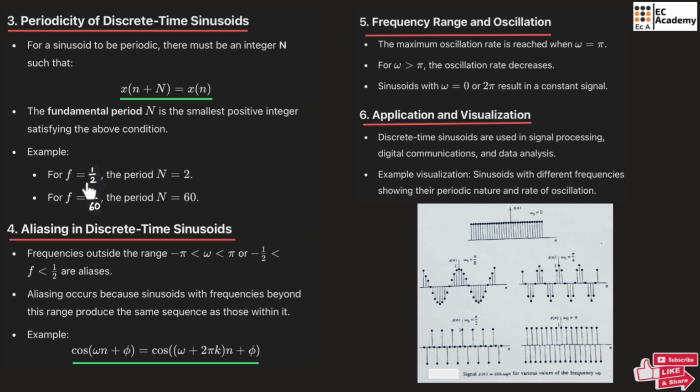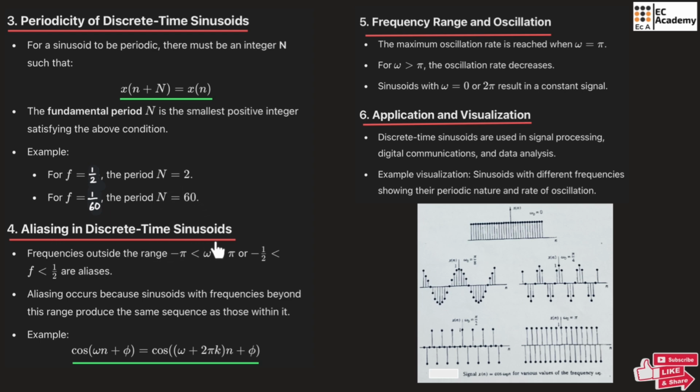For example, if we are having f is equal to 1 by 2, the number of samples in this signal will be equal to N is equal to 2, which means this signal will be repeating after every 2 samples. If f is equal to 1 by 60, the period will be equal to 60. So the signal will be repeating itself after every 60 samples.